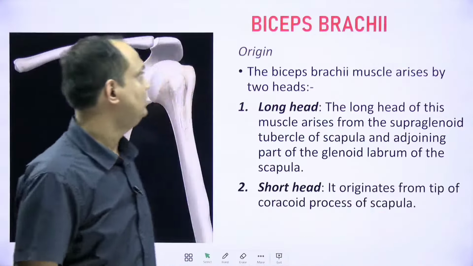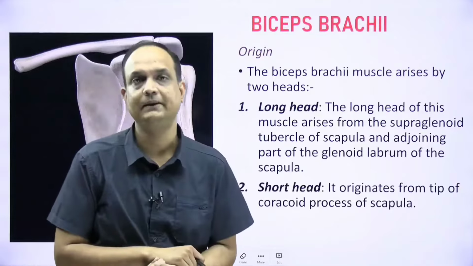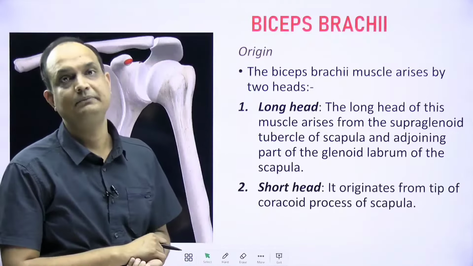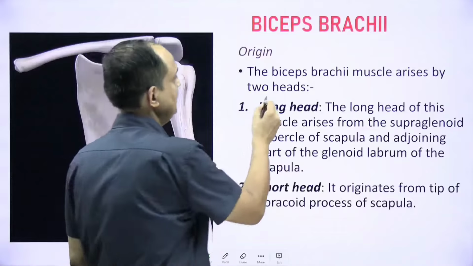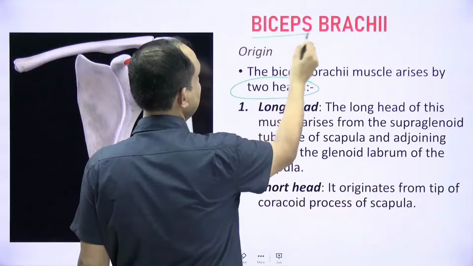Clear? Now, the next muscle is biceps brachii. When you look at the biceps brachii muscle, the biceps brachii has two heads, that is why the word biceps comes.